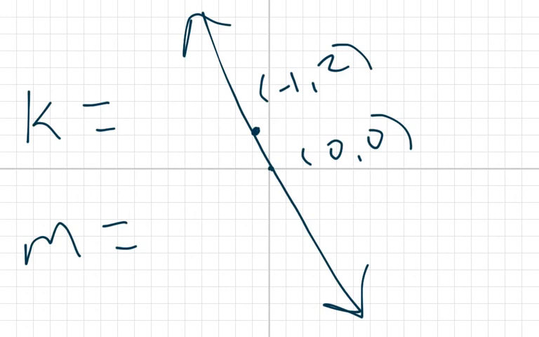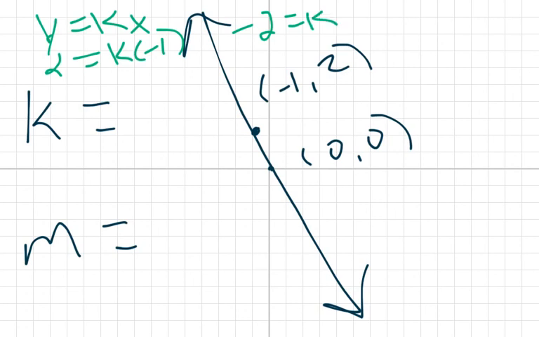Using the first point, negative 1, 2, you would put it into y equals kx. And so you would have 2 is equal to k times negative 1. You would divide by negative 1. 2 divided by negative 1 is negative 2, which is equal to your k. So y is equal to negative 2x is your equation, and your constant of variation is negative 2.